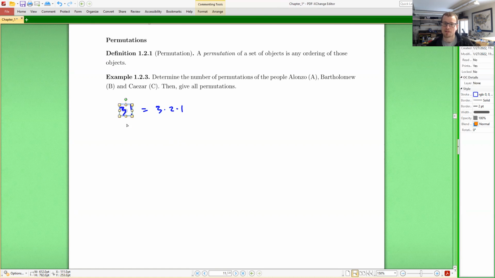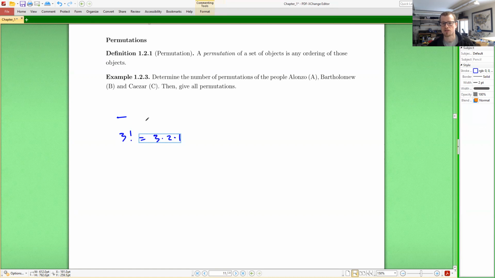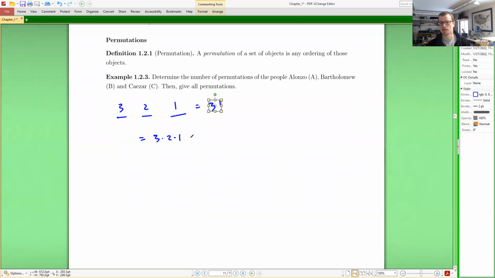Now you may have found that by saying, I need to choose a first person, second person, third person. There's 3 options, Alonzo, Bartholomew, or Caesar. Once I choose one of them, I only have 2 options. And then once I have chosen 2, I only have 1 option. So that's exactly right, 3 factorial. Whether you found it this way or simply recognized the pattern that it would be 3 factorial, either way is fine. 3 times 2 times 1 is 6, and so there are 6 ways.